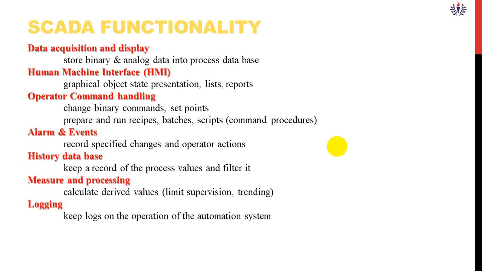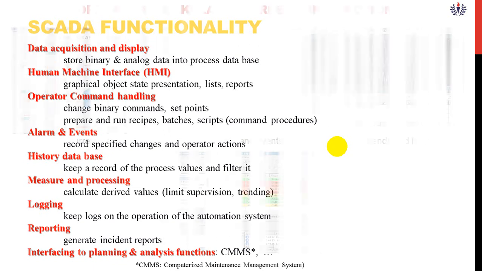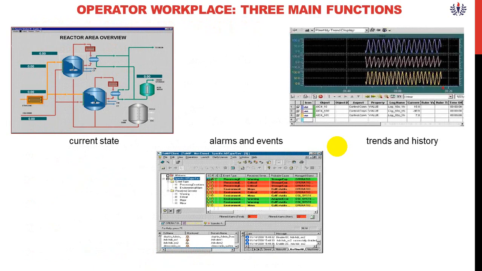Logging keeps a log on operation of the automated system, because for CCTV cameras we have logging information, username and password. That is nothing but logging. Reporting: to whom the report should go, and who has the authority to generate that report. That is nothing but reporting. And interfacing to a computerized maintenance management system, that is nothing but CMMS. This point will be useful for you for the objective type MCQ test.